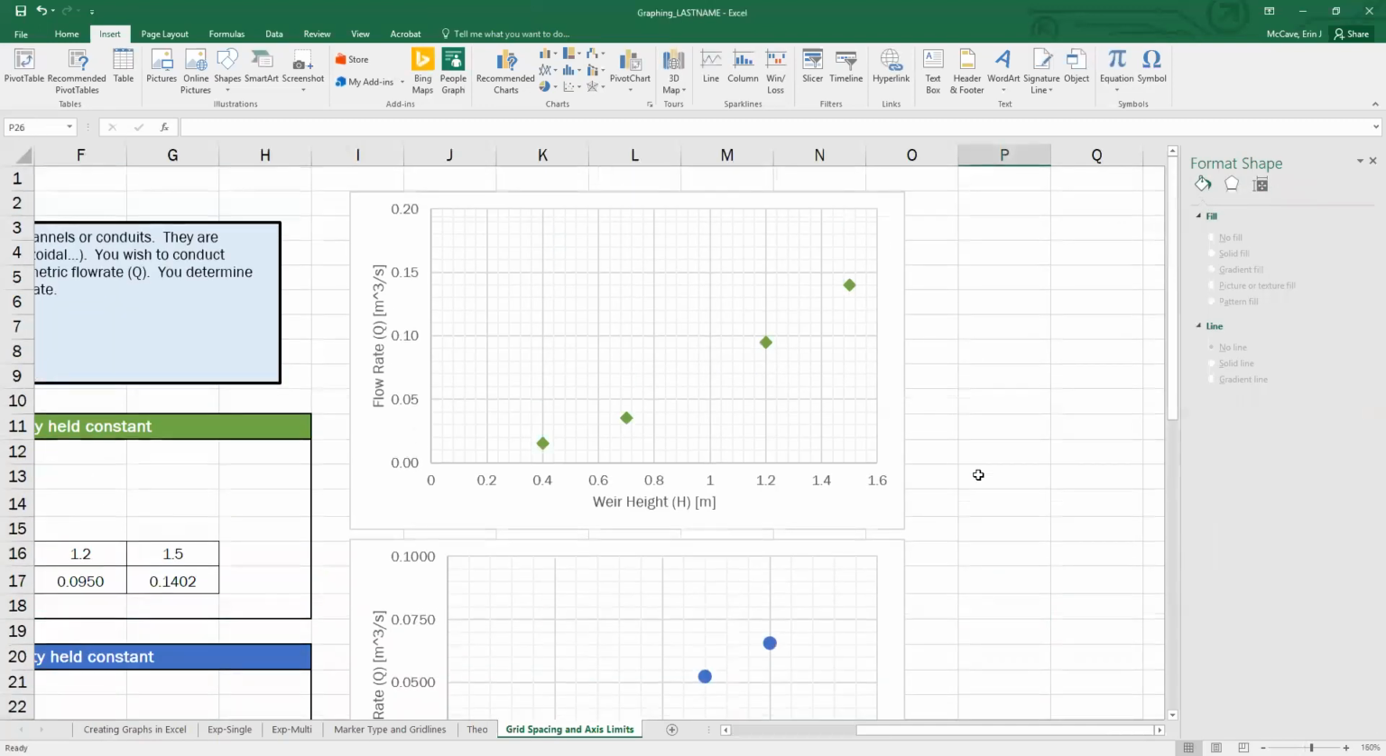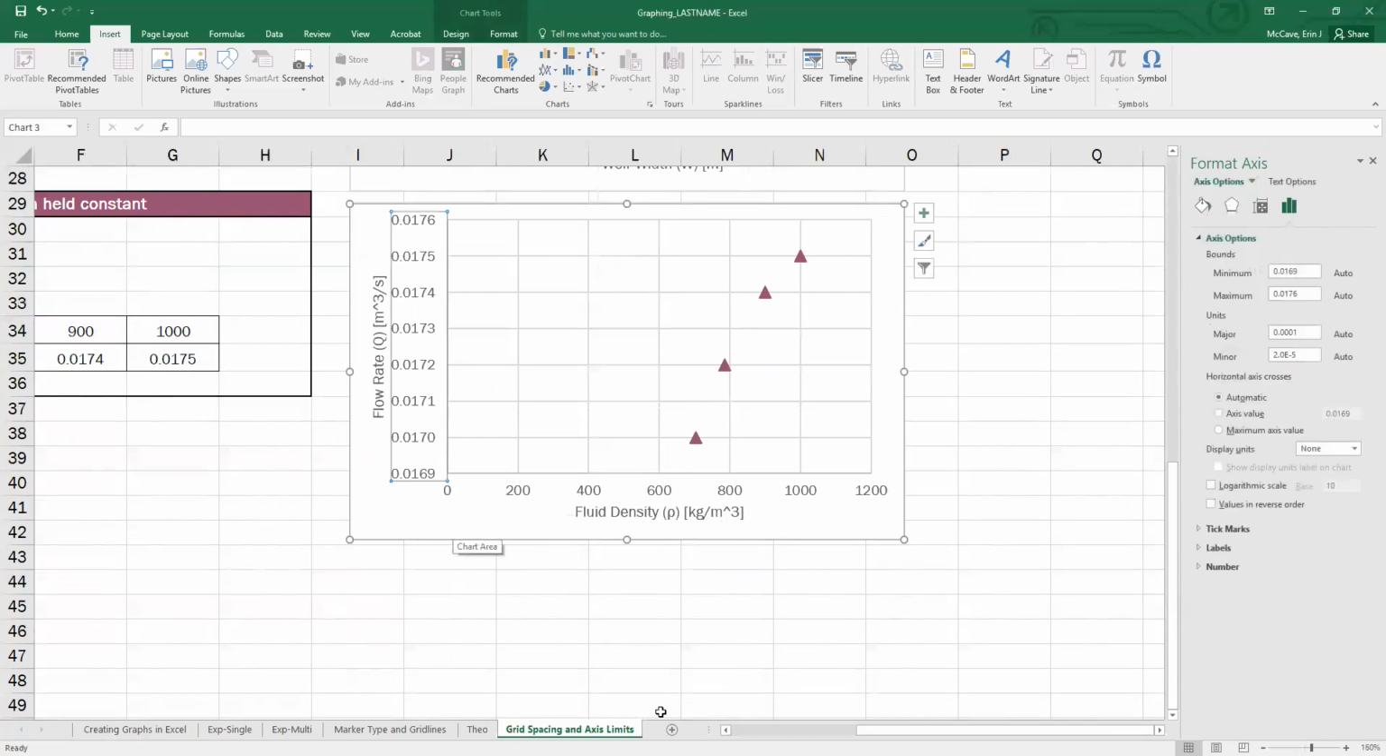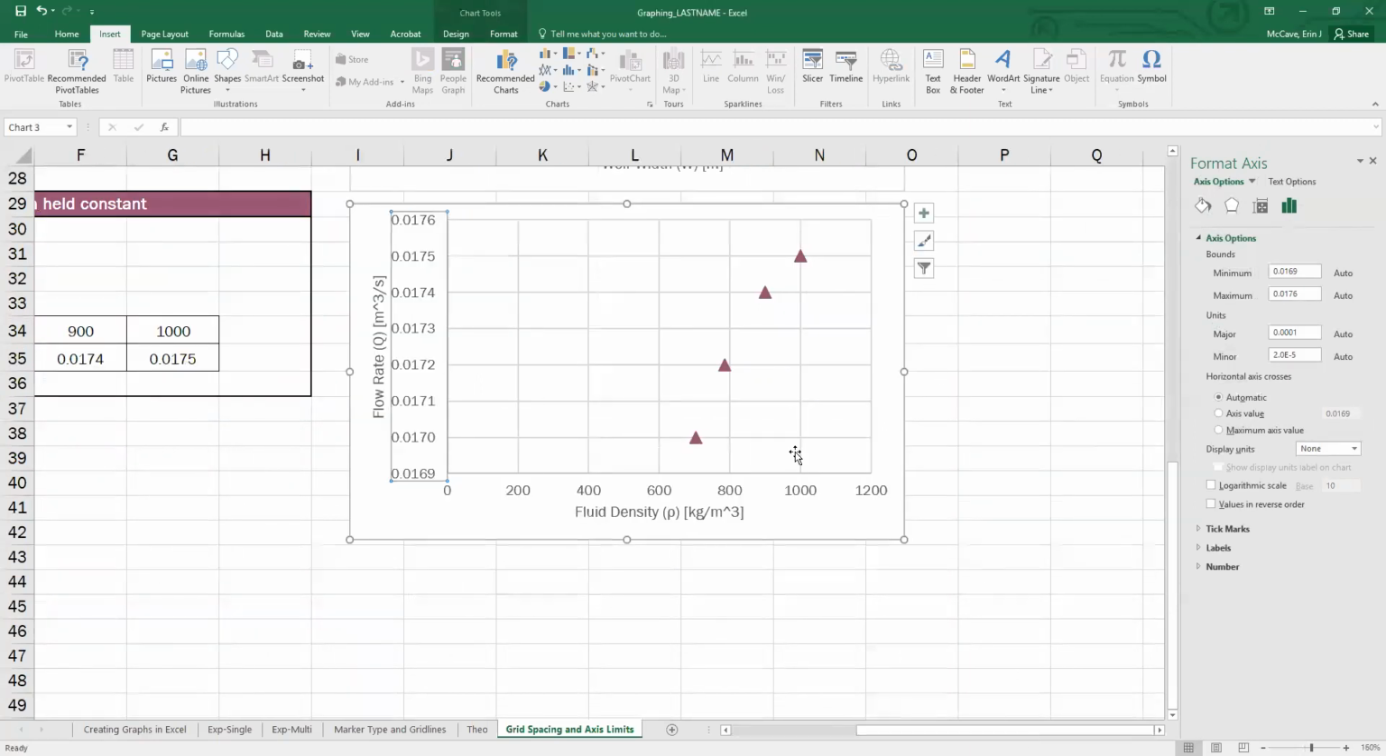So both of these look like they are pretty linear, or maybe a slight curve here in some of our data for our relationships. And it looks like in this one we may have a linear relationship, but if we look at our bounds for our third plot, when we're holding weir height and weir width constant, now we're looking at our fluid density, so our kilograms per meters cubed, and our flow rate, so meters cubed per second. Our interpretation here is that we may have a linear increase based on fluid density and flow rate, but looking at our increments are really tiny.